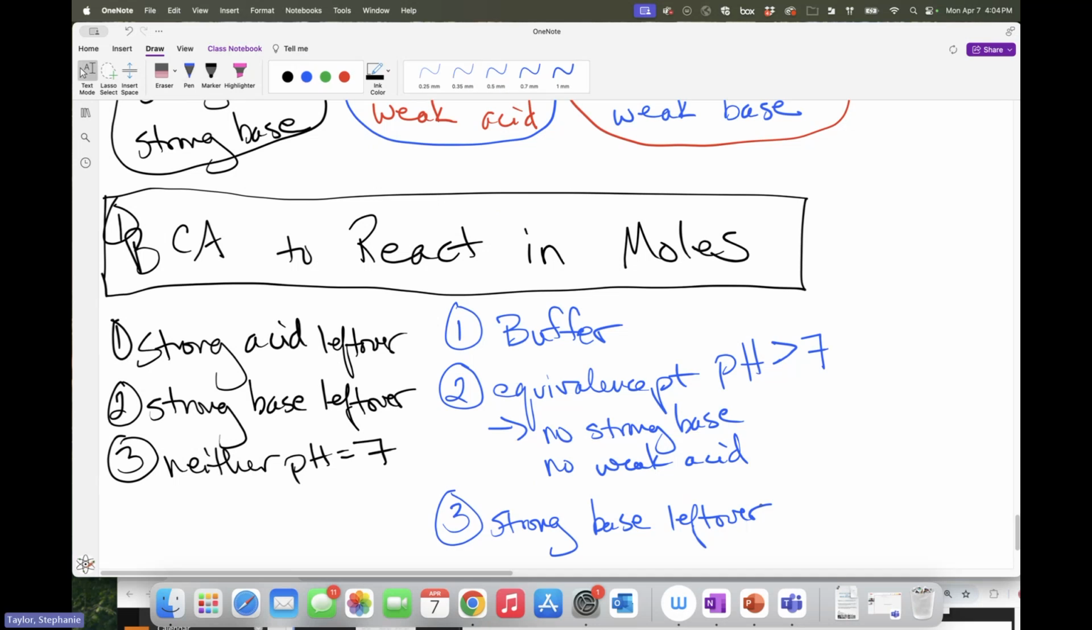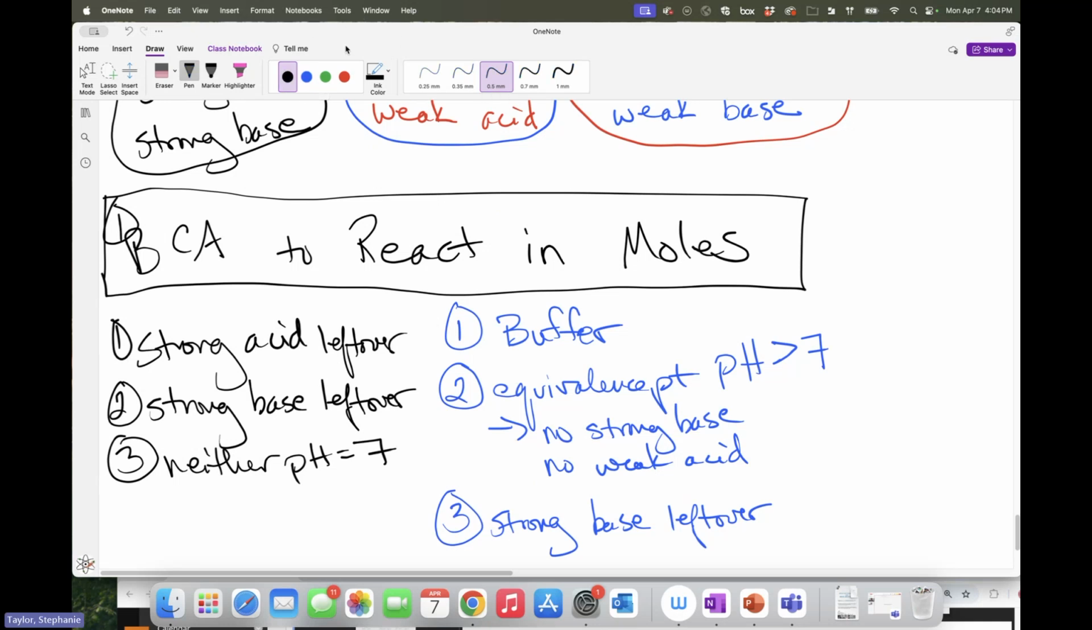Realistically, these are the 3 scenarios we're going to leave y'all with. You still have weak acid in solution, but you've made some weak base, so you actually have a buffer situation set up. Or you're at the equivalence point, in which case you've gotten rid of all the strong base and all the weak acid. All you have left is your weak species.